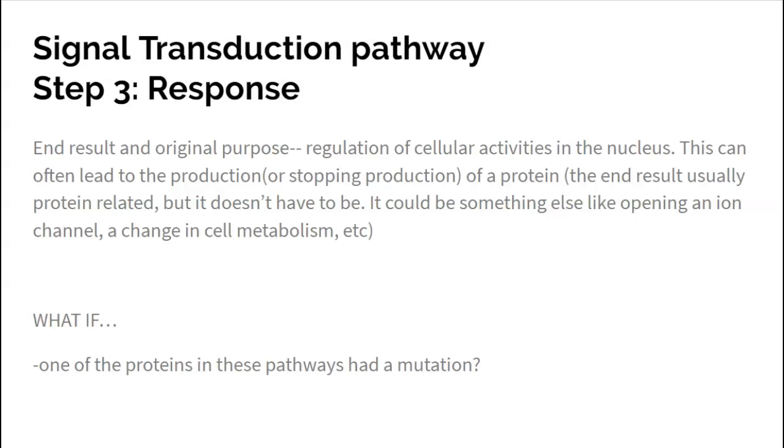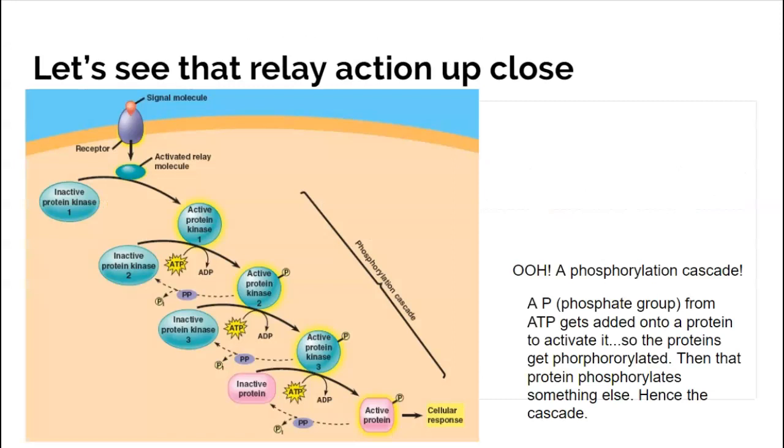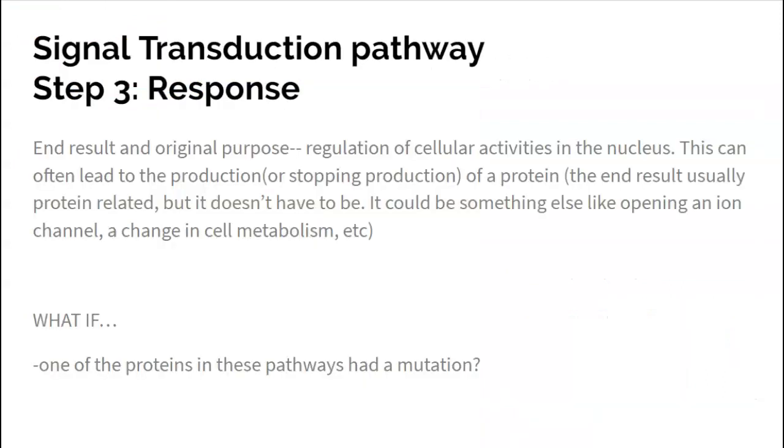Now, if one of these proteins in this whole thing had a mutation, what do you think would happen? Well, if it's not quite formed right, there's a chance that this cascade might not actually happen. And so the signal that your cell is getting might not get all the way to the nucleus. So the signal would stop. So the message wouldn't get delivered. That would be no good.